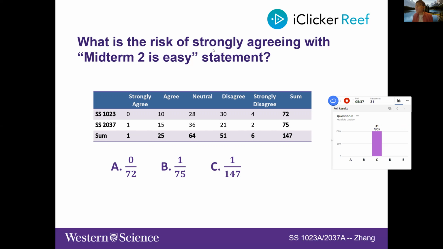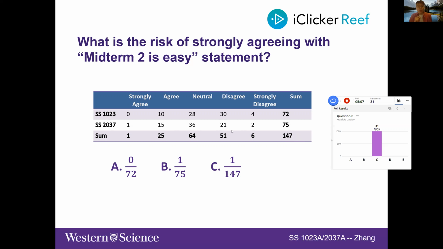And then what we care about is just the strongly agreeing group, which means we are talking about this cell. That's why the answer is C, because we are comparing the percentage of this one among all of the counts in this, which should be 1 divided by the row sum of this marginal distribution, which is 147.